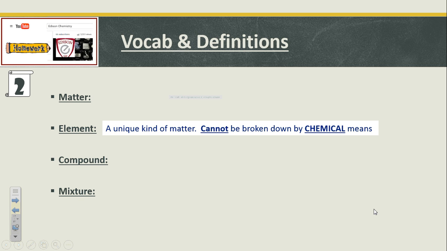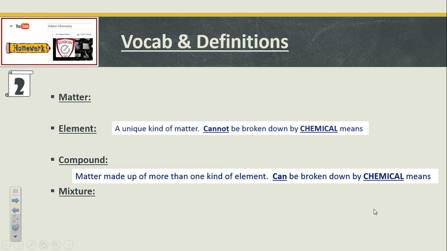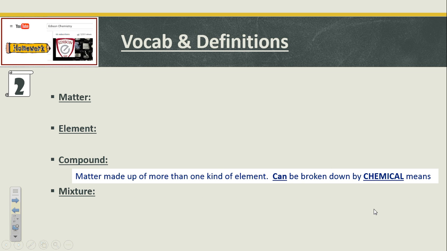An element is a unique kind of matter. It can't be broken down by a chemical change. So no matter what I do to an element, if it's pure, it'll remain pure unless I react it with another chemical. If I just hammer on gold, it's not changing gold into something else because it's a unique type of matter. A compound is matter made up of more than one kind of element, and it can be broken down by a chemical change.